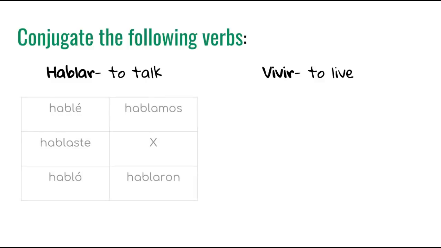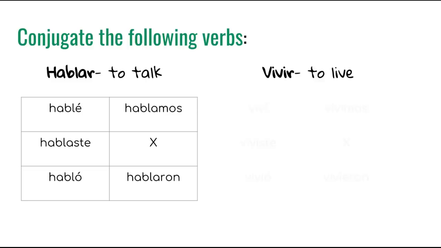Alright, for hablar, did you get hablé with an accent on the E, hablaste, habló with an accent on the O, hablamos y hablaron? If you did, fantastic. You just conjugated an AR verb in the preterite.